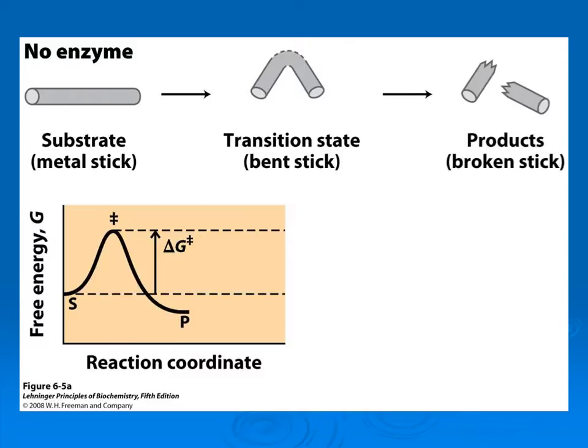Okay? And so if we just picture it, and I don't know why they said to picture it as a metal stick, but they have a metal stick. Then what happens is you can imagine a transition state where you have it bent, and then finally you can break it in two, and you've got your two pieces. And so that's why we have our substrate. It takes energy to bend it, and then you get your products. Okay, that's without any enzyme.